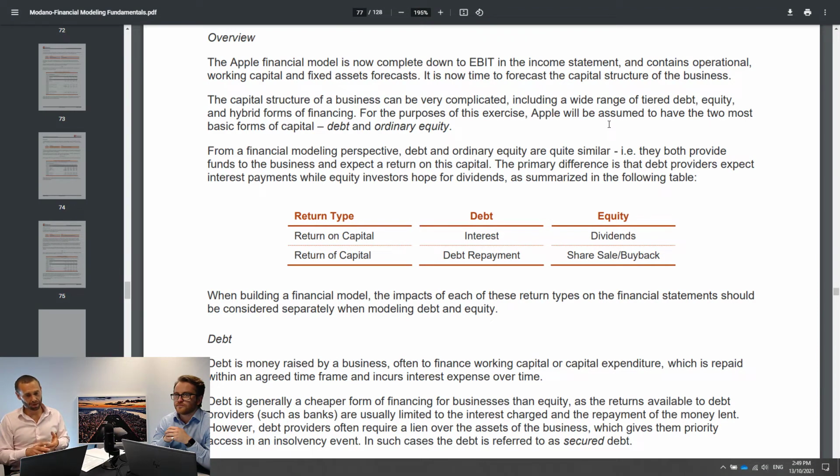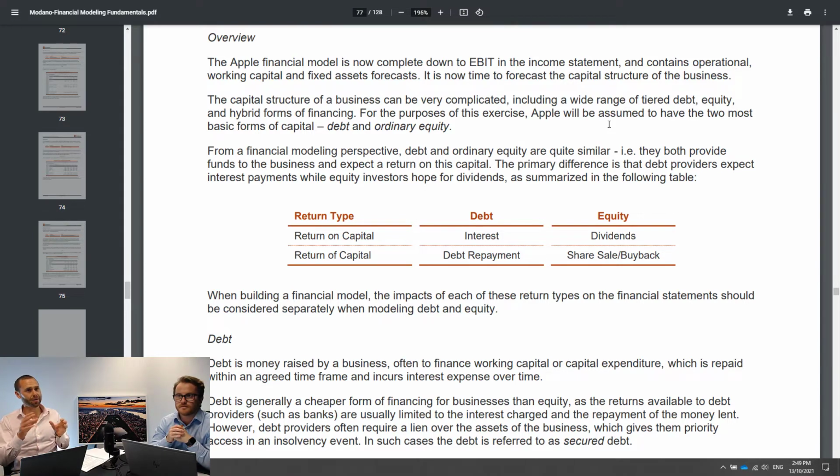Now, the return of capital is obviously when you actually pay back the debt or you buy back shares. The return on capital is interest for debt, whereas it's dividends for ordinary equity. And this is an important factor because, as we'll discuss in this session, interest is an operating expense of the business because the financial statements are from the perspective of the owners, the shareholders, whereas the actual dividends are effectively coming out of retained profits. They're not part of profits themselves. They come out of profits because they're effectively returns on capital back to the actual shareholder of the business.